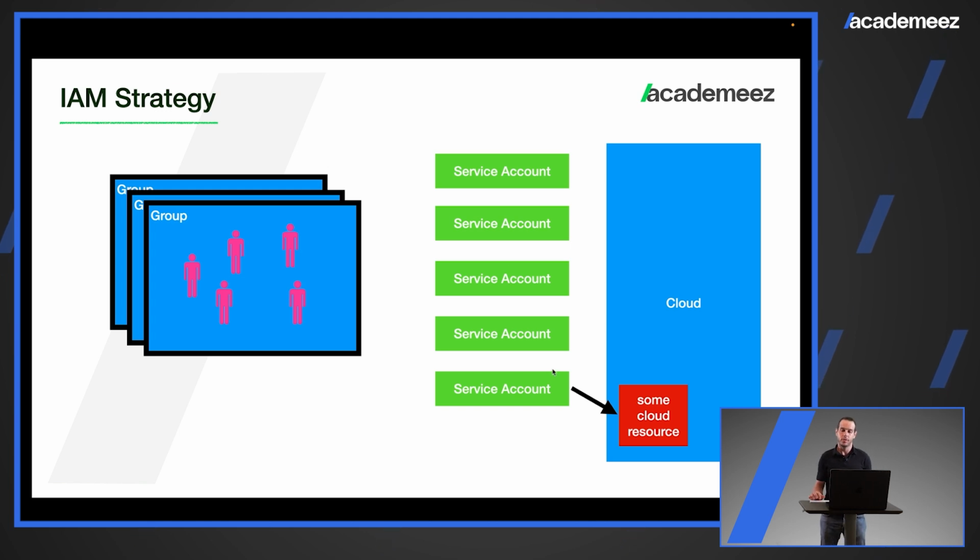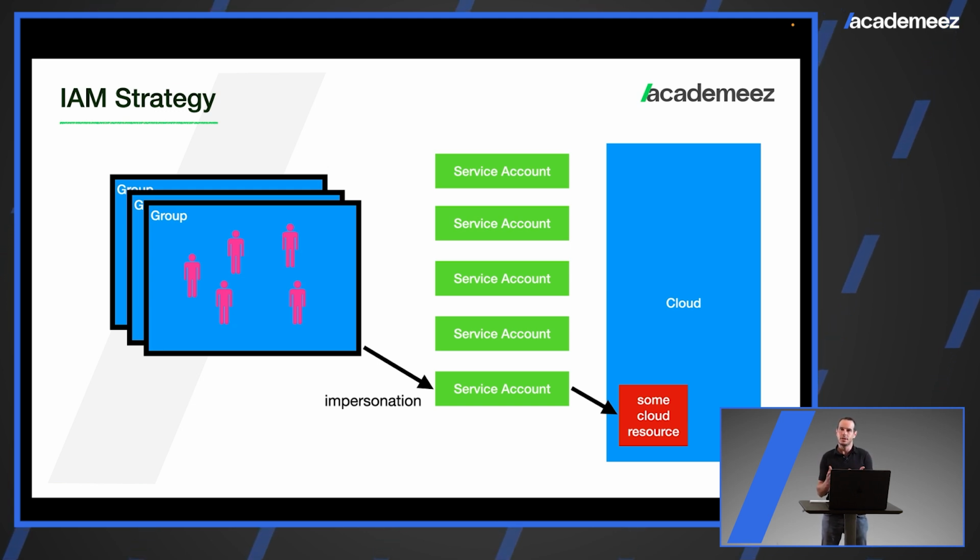And those service accounts will have the permissions to create cloud resources that are represented here. The blue is the cloud, and red is a service account that can create some cloud resources. Now, in order for a team member to create a cloud resource, the team member will have to impersonate a service account. So impersonation is creating a token to identify as a service account.